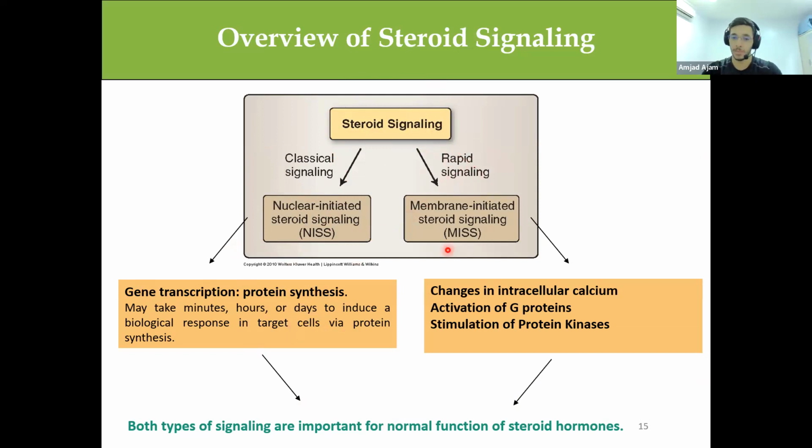Now, the rapid signaling, or the MISS, the membrane initiated steroid signaling, exerts its effect or produces a biological response very quickly. How? The general idea of MISS is an increase in second messengers. Examples are increasing intracellular calcium, activation of G proteins, and then activating cyclic AMP, which is a second messenger in this case, and also protein kinases. And both of them are important for the normal function of steroid hormones.